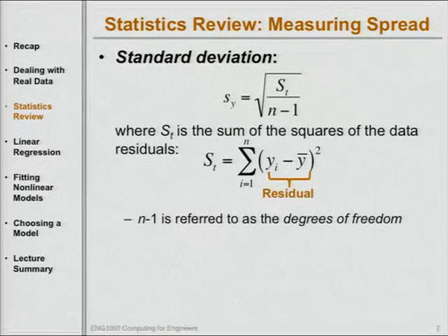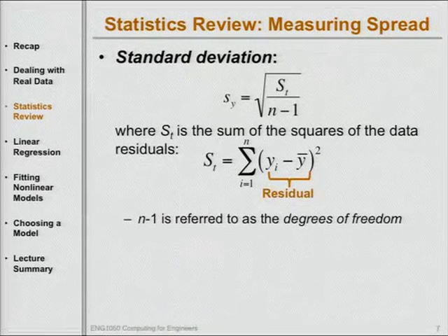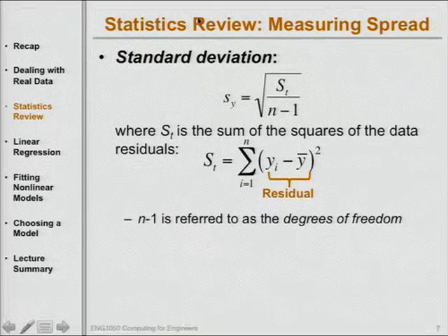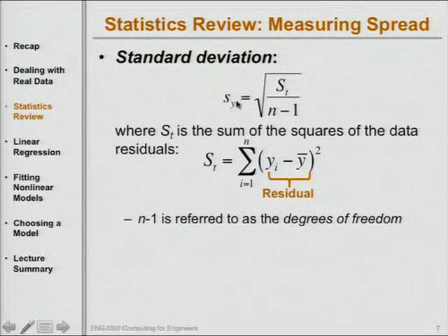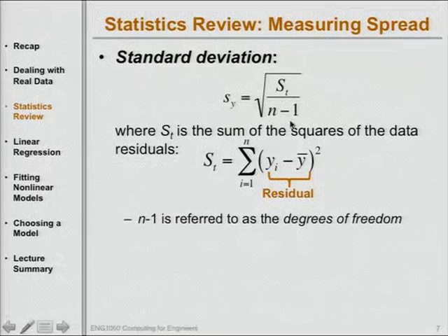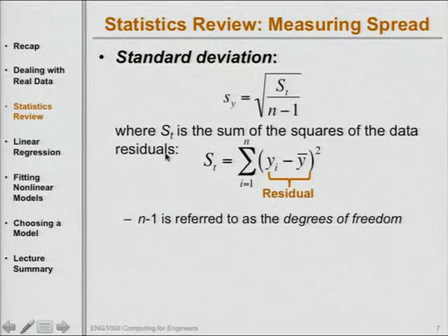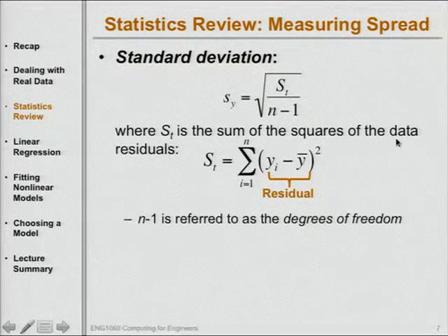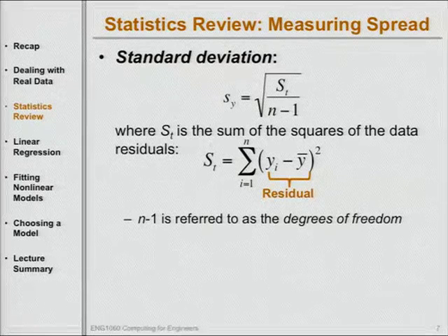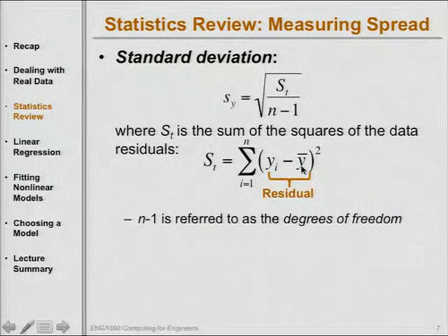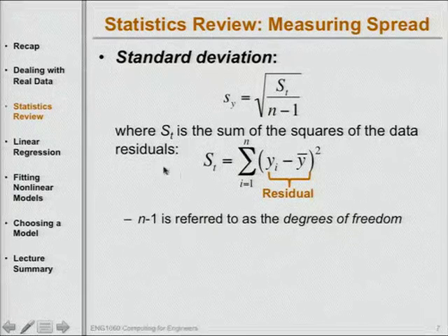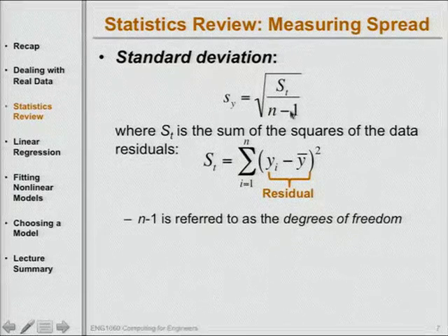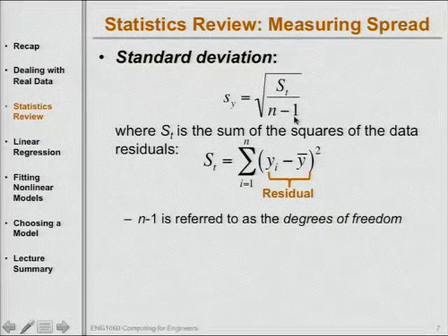Okay, so those are what are called first-order statistics. We also can look at what are called second-order statistics. The one that you've probably all heard of is the standard deviation, which is given by this expression here. It's the square root of S_t divided by n minus 1, where n is the number of points, and S_t is the sum of the squares of what's known as the data residuals. The data residual is how far away my data point is from the mean value. So if we take our data points, subtract the mean value, square it, and sum all of those up, we get this thing called S_t, and we take the square root of that divided by n minus 1, and we have the standard deviation.